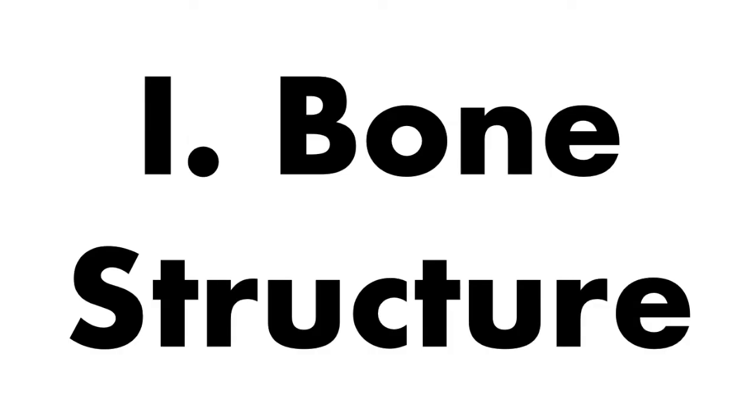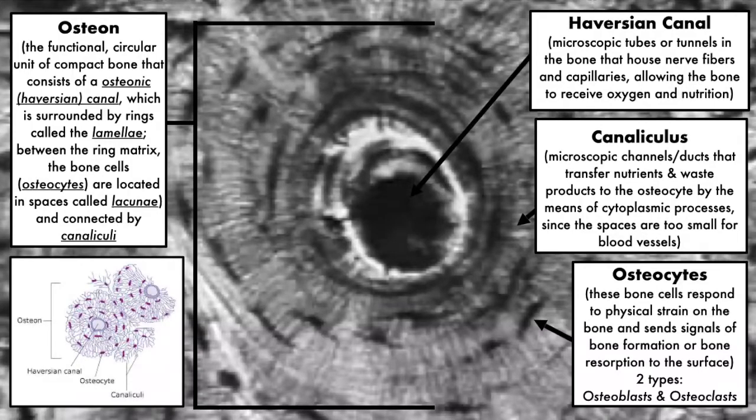So let's talk about bone structure. As we talked about in the previous chapter on tissues, there are different connective tissues such as bone, adipose, cartilage, and blood. This specific connective tissue that we're going to talk about, as we already know, is the bone. The structural unit or circular unit of the bone is called the osteon, and the osteon is basically found in compact bone.